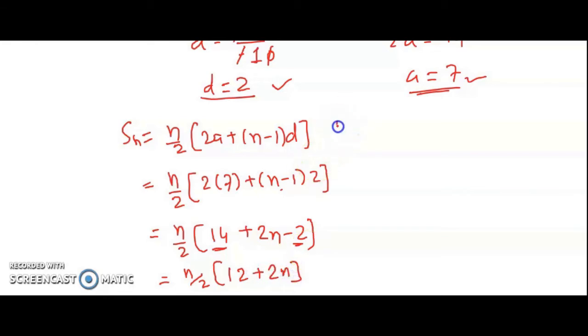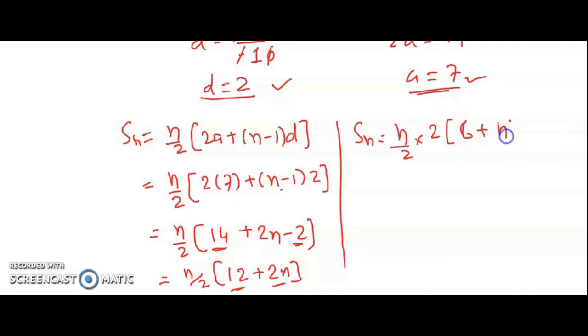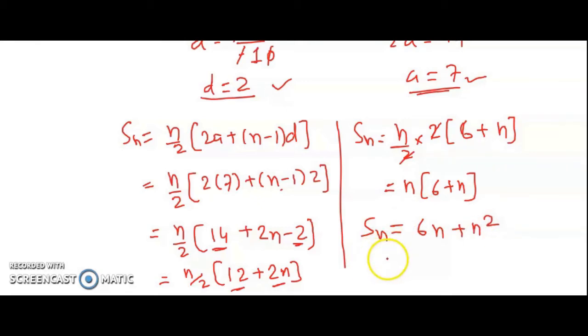plus 2n. Now we have n by 2, and from this bracket if we take 2 common, we get 6 plus n in the bracket. This 2 cancels out, so we get n multiplied with 6 plus n. Multiplying n into the bracket, we get Sn equal to 6n plus n square. So this is our answer. The formula for Sn is 6n plus n square.